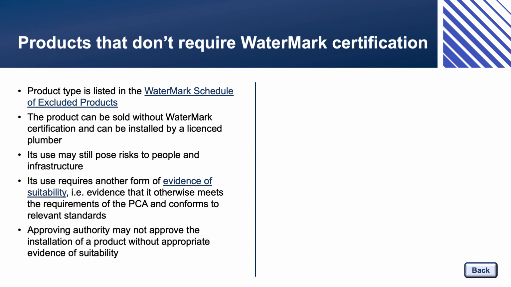Products that don't require WaterMark certification. The product type is listed in the WaterMark Schedule of Excluded Products. The product can be sold without WaterMark certification and can be installed by a licensed plumber. Its use may still pose risks to people and infrastructure. Its use requires another form of evidence of suitability, i.e. evidence that it otherwise meets the requirements of the PCA and conforms to relevant standards. Approving authorities may not approve the installation of a product without appropriate evidence of suitability.